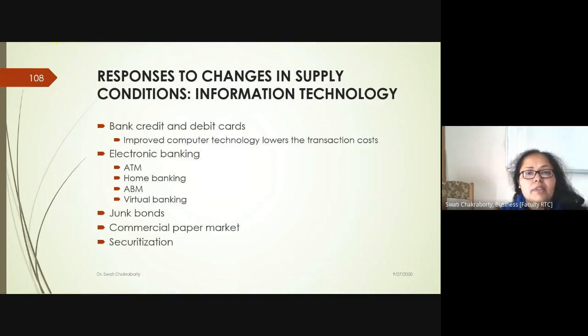Responses to changes in supply conditions, that is information technology. We said bank credit and debit cards, improved technology, lowers the transaction cost. Electronic banking: we have ATM, home banking, ABM, virtual banking, junk bonds, commercial paper market, securitization.